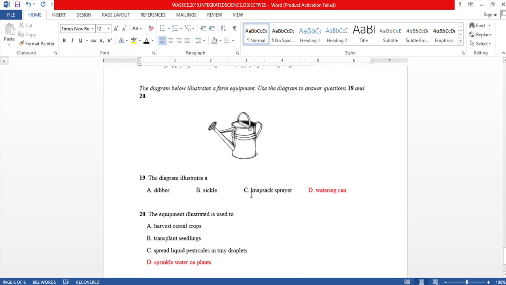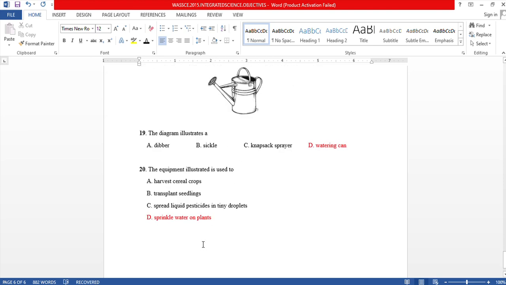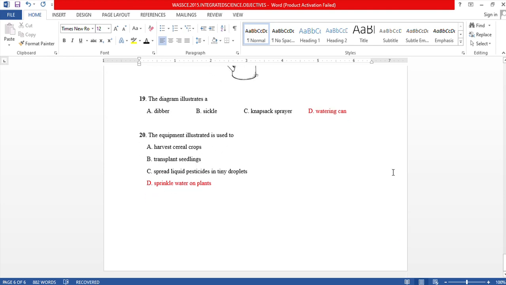Now let's look at the diagram here. The diagram here illustrates a farm equipment. Let's use it to answer questions 19 and 20. The diagram illustrates a watering can, and then number 20, it is used to sprinkle water on plants. So we would continue with the rest of the questions later.